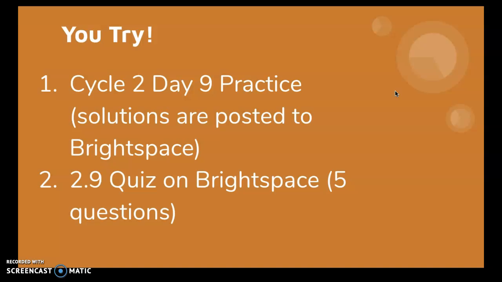Okay, so your U-Try for today, go to Cycle 2, Day 9 practice. I will write up my solutions and post them to Brightspace under Lesson 2.9. Then on Brightspace, if you go to the quizzes and click on the 2.9 quiz, there'll be 5 questions there. There'll be a question on each type of exponent law except for the square root one. So please make sure you do your practice first, before you do the quiz, so you can do your best, because you only have one chance.